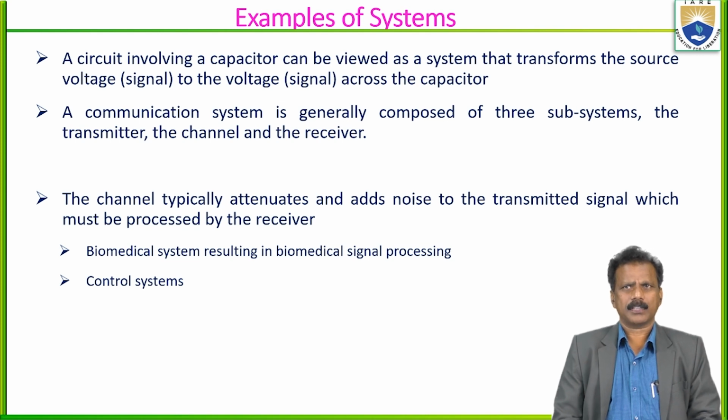Coming to the communication system. A communication system is generally composed of three subsystems: the transmitter, the channel, and the receiver. The channel typically attenuates and adds noise to the transmitted signal, which must be processed by the receiver. Okay, so with this, we will consider the biomedical system, resulting in biomedical signal processing and control systems. So, like this, there is an example of this fundamental aspect of the system.